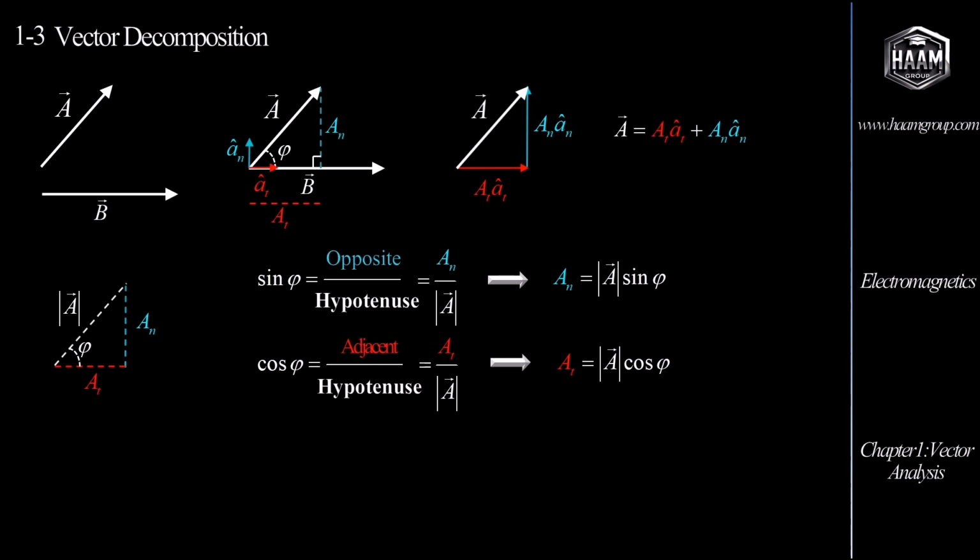Finally, another useful trigonometric relationship is tangent phi equals opposite divided by adjacent, which leads to AN divided by AT.